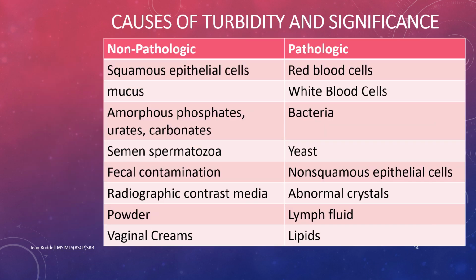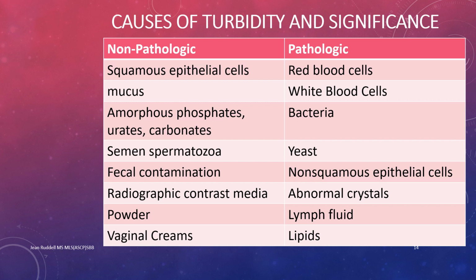Causes of turbidity and significance. Turbidity in urine can have non-pathologic and pathologic causes. Non-pathologic causes include squamous epithelial cells, mucus, amorphous crystals, semen, fecal contamination, radiographic contrast media, powder, and vaginal creams. A sample that is refrigerated can develop a thick turbidity caused by the precipitation of amorphous phosphates, carbonates, and urates.